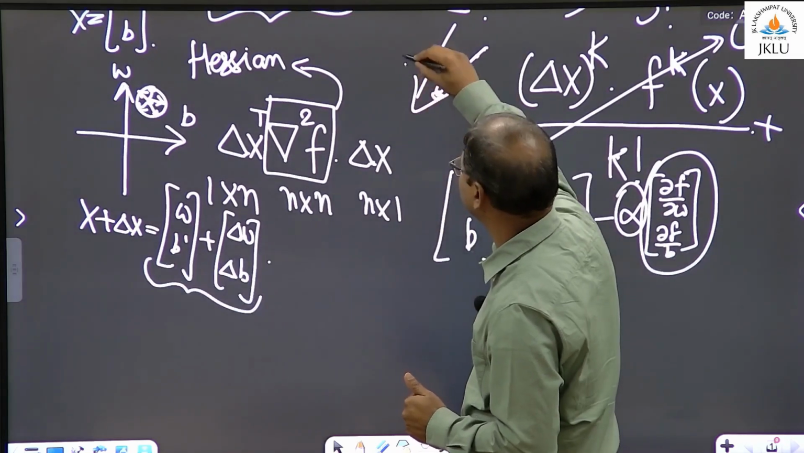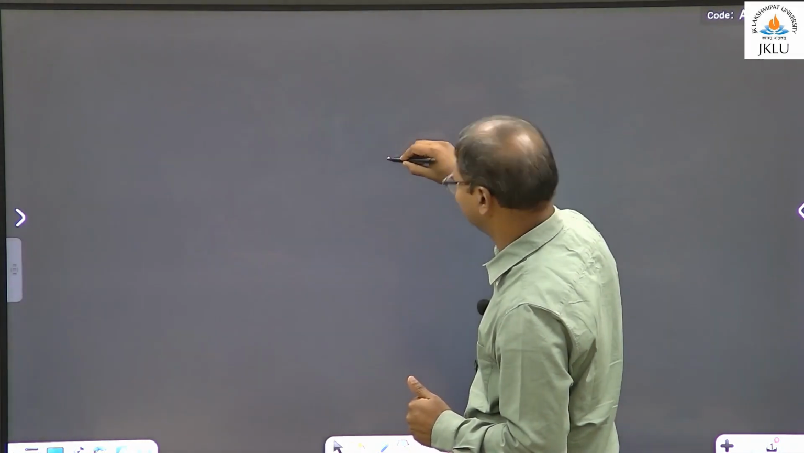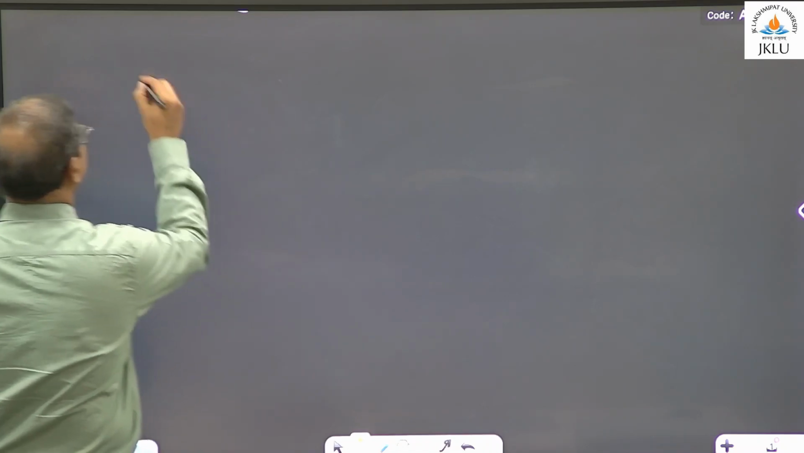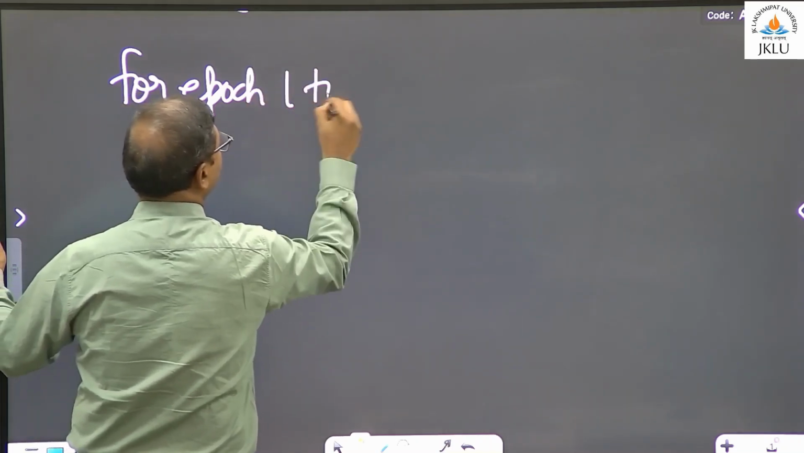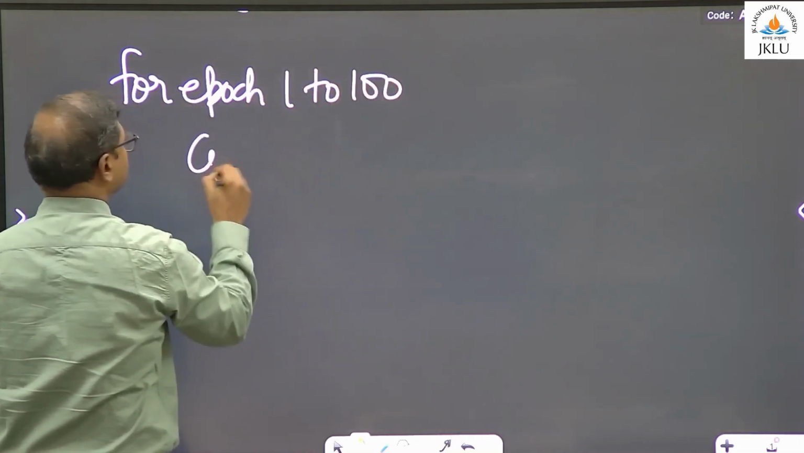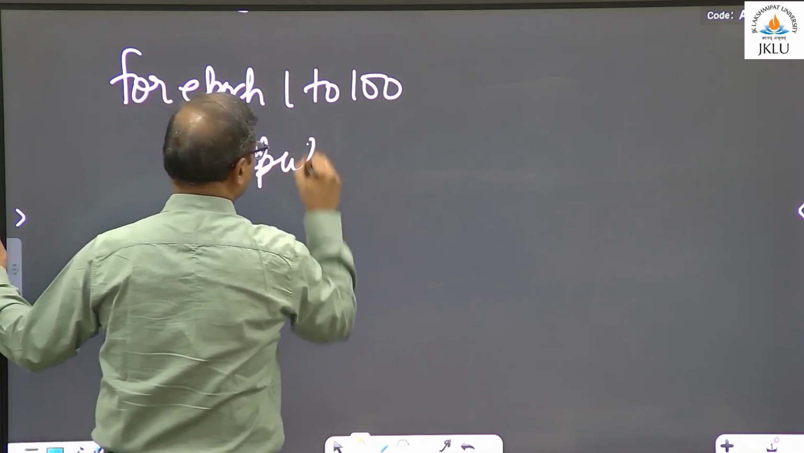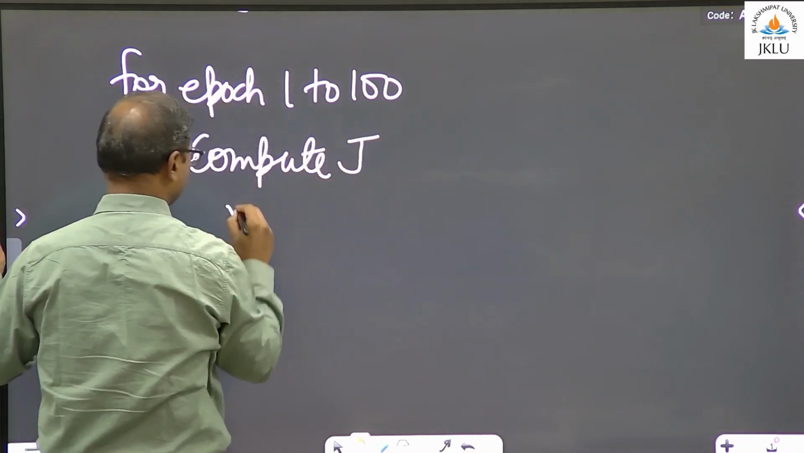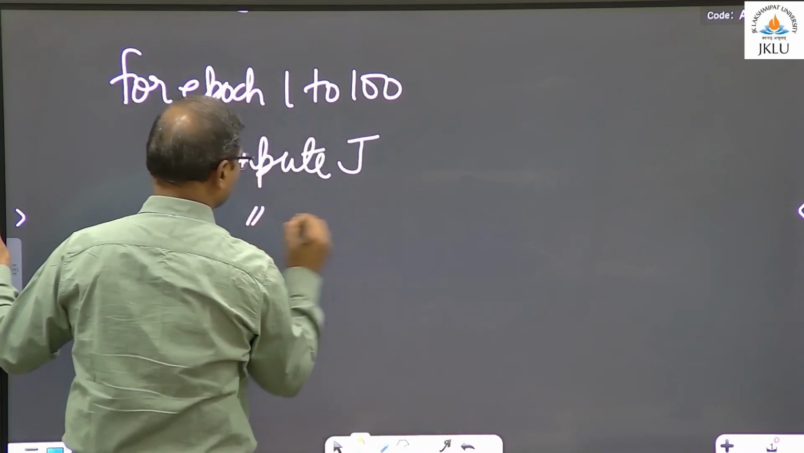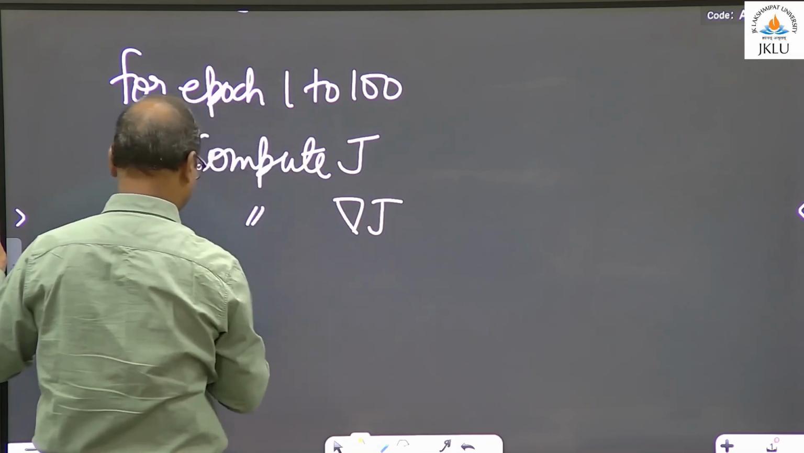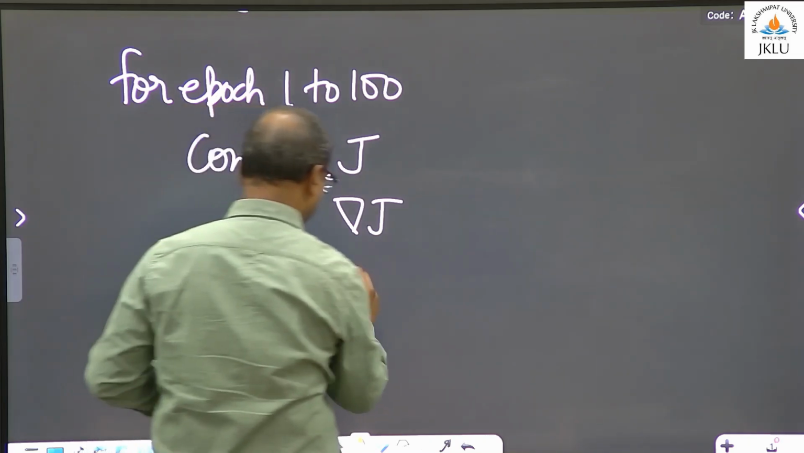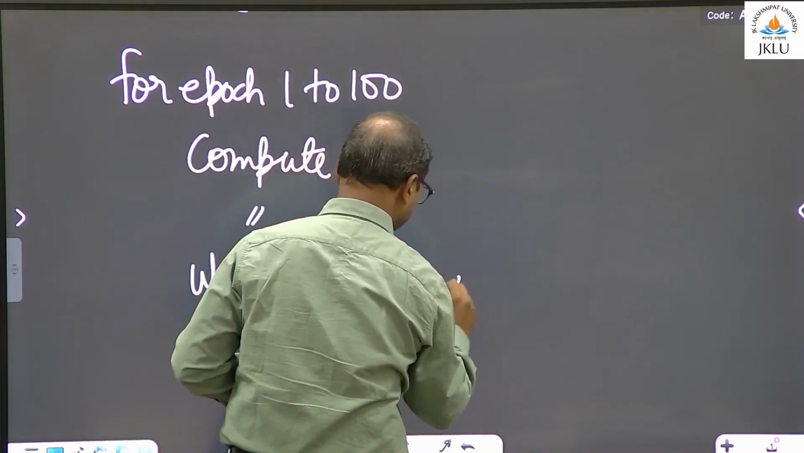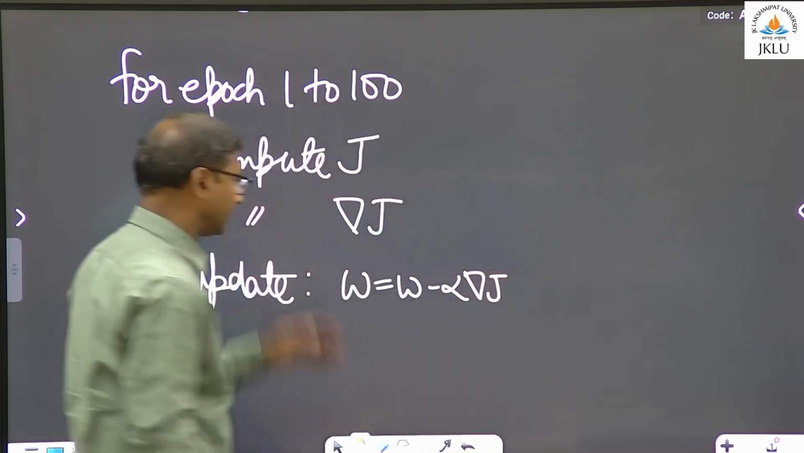Help me write the gradient descent algorithm again. What is it? For epoch 1 to 100, compute J, compute grad J, update, right? Update W equal to W minus alpha grad J, and similarly for the Bs.